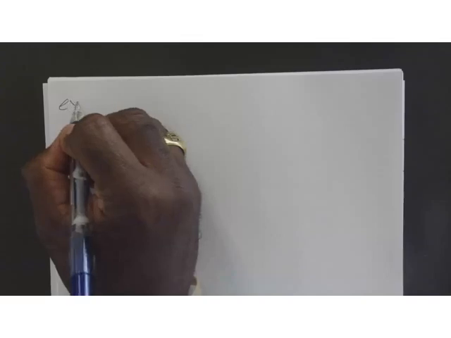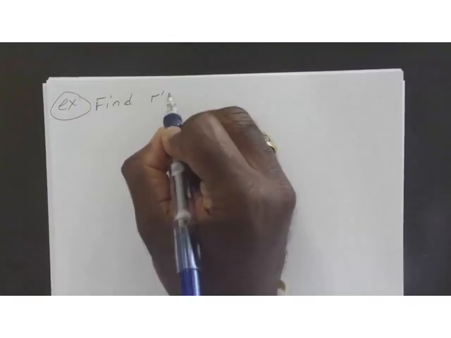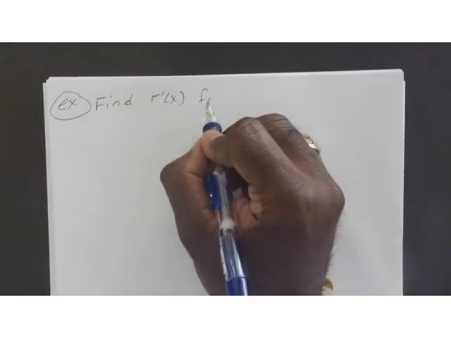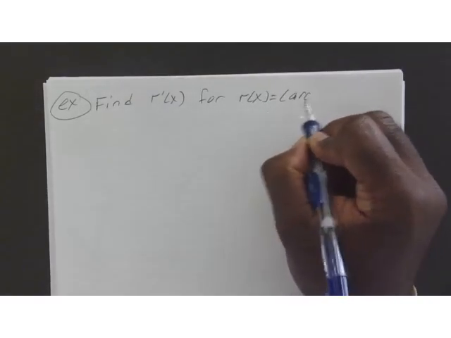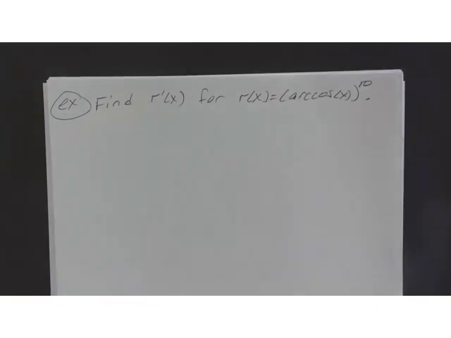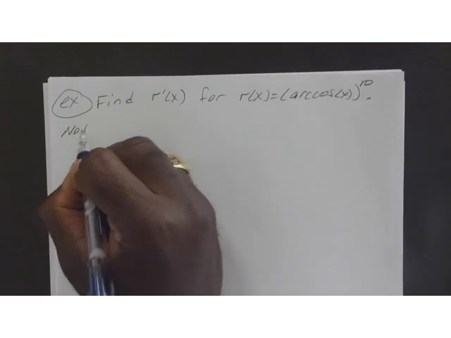So let's say, for example, if we wanted to find the derivative of r with respect to x, for r of x is equal to arc cosine of x to the 10th power. Okay. Now this is just a notation change, that's all.